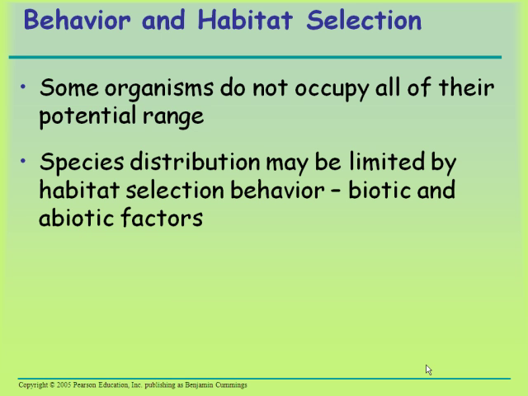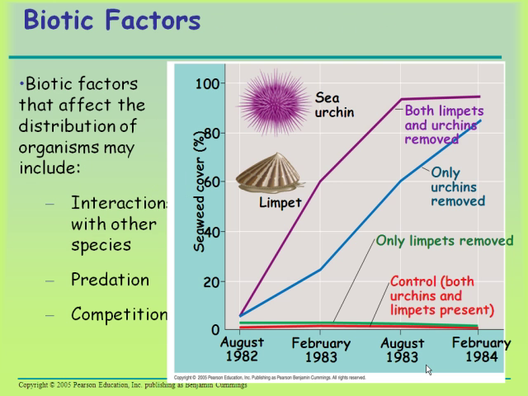Behavior and habitat selection. Some organisms do not occupy all of their potential range. This distribution may be limited by habitat selection behavior, such as biotic or living factors, or abiotic non-living factors. So let's look at some biotic factors that affect the distribution of organisms. They can include interaction with other species, predation, and competition.